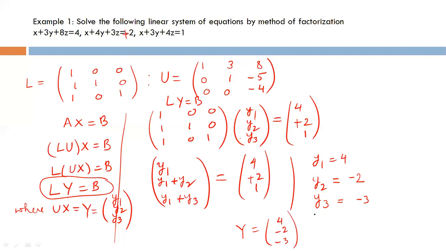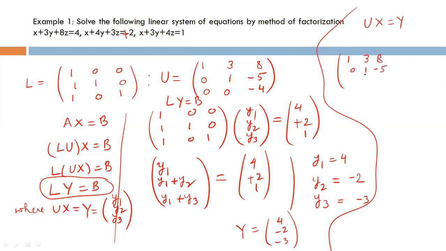Now we will solve UX equal to Y, and we will get the values of the X unknowns. What is U? 1 3 8, 0 1 minus 5, 0 0 minus 4. X is unknown, X, Y, Z. I have to evaluate these values only. And Y, we got 4, minus 2, minus 3.